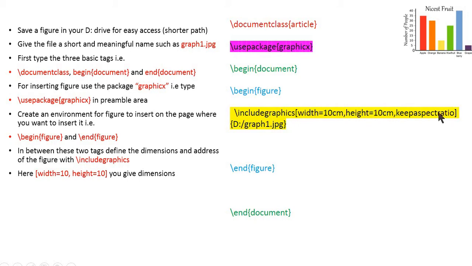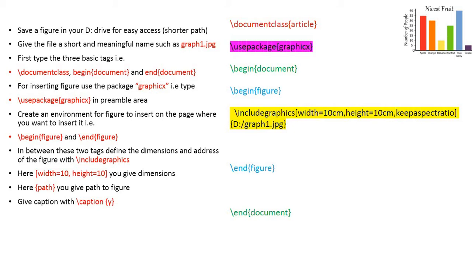You can also keep the aspect ratio of the figure constant if you want it. Otherwise, you don't need this keep aspect ratio. In these curly braces, you give the path to the figure. As you can see, we have typed here d:/graph1.jpg. This is the name of the figure and this is the location where we have saved our graph1.jpg.